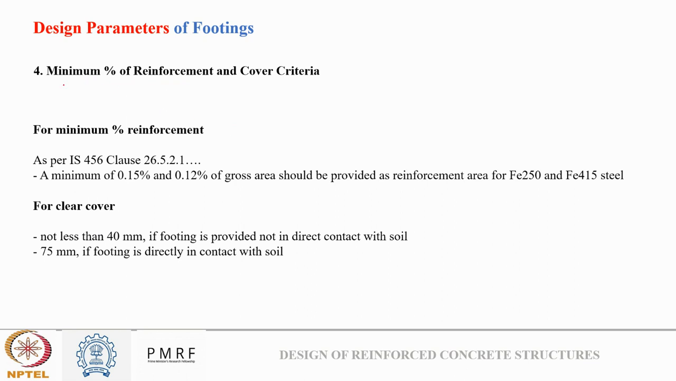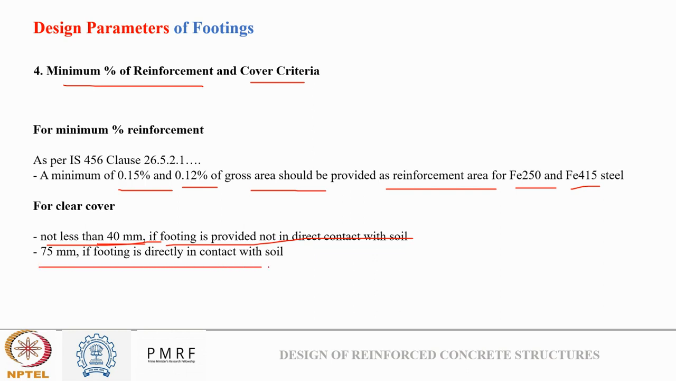So what are the criteria of minimum reinforcement? Minimum 0.15 or 0.12% of gross area we need to provide as reinforcement when we are taking Fe 415 or Fe 250 steel. And for cover, it should be not less than 40 mm if the footing is not directly in contact with soil. So if my footing is not directly contacting the soil, if it is covered by sand and the sand is in contact with soil, in such cases my cover should not be less than 40 mm. But if my footing is directly in contact with soil, my cover should be at least 75 mm.